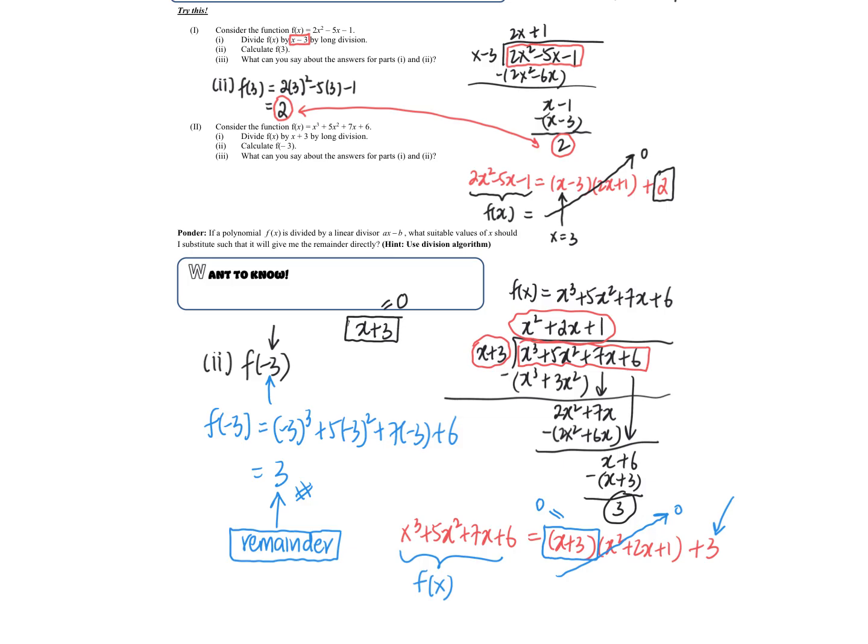The only way to make this thing 0 is if I sub in x as 2. If you make the divisor 0, this whole chunk is gone, and you can get your remainder directly. The divisor? Yes, they will always tell you what to divide.